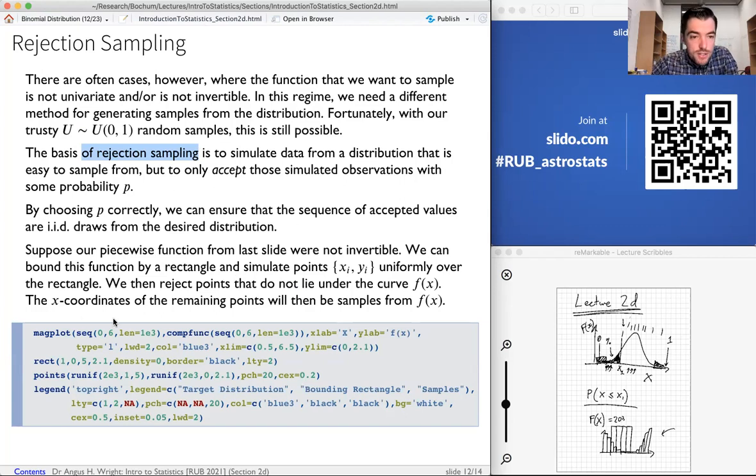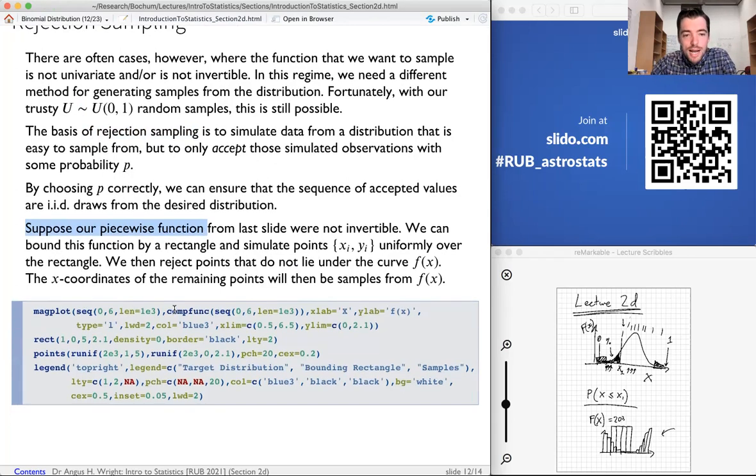So we can do this. Let's imagine that the piecewise function we just defined on our last slide, let's imagine for a second that it wasn't invertible. It is, but forget about it. Let's just pretend it's not. And we're going to use rejection sampling to generate independent observations from this particular distribution.